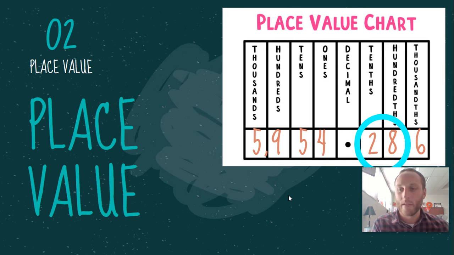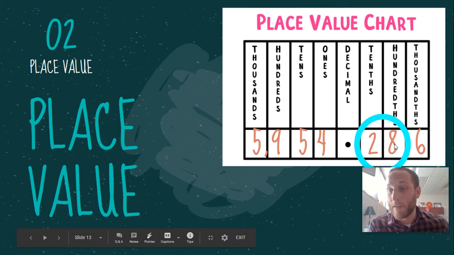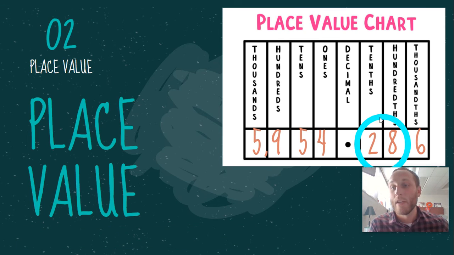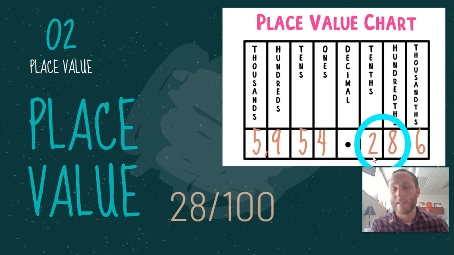0.28 as a fraction. Okay, if you did this correctly, you should have seen that 8 is the furthest one to the right, so we're in the hundredth spot, so our denominator should be 100, and then 2 is in the 10th spot, so we're going to put that as 28 over 100.